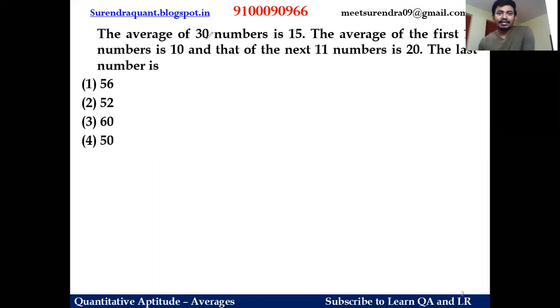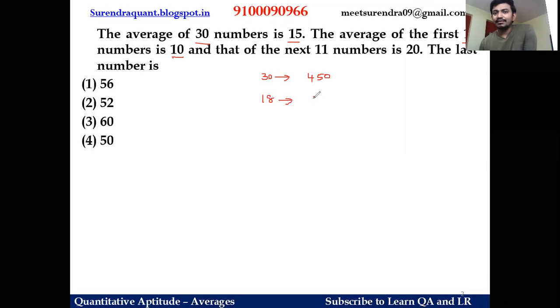So guys, here 30 numbers, average is 50. What is the sum of the numbers? 30 into 50, 1500. So this is the sum of the 30 numbers, right? What is the average of the first 18 elements? 10. So 18 terms, average is 10. Sum is 18 into 10, 180. And for the next 11 numbers, average is 20, right? So if 11 numbers, average is 20, the sum of the numbers is 11 into 20, 220.